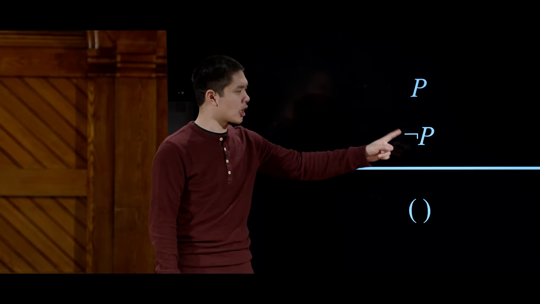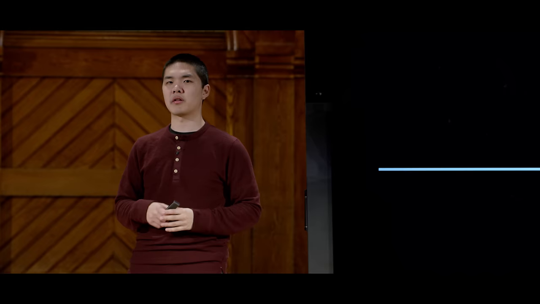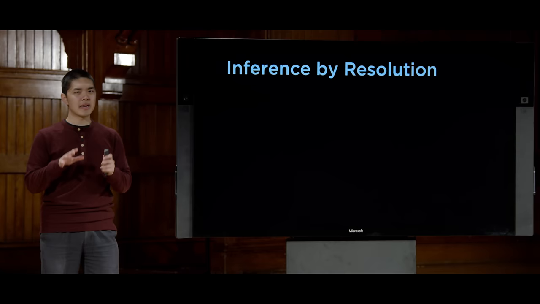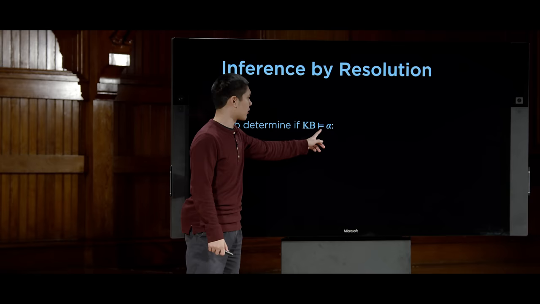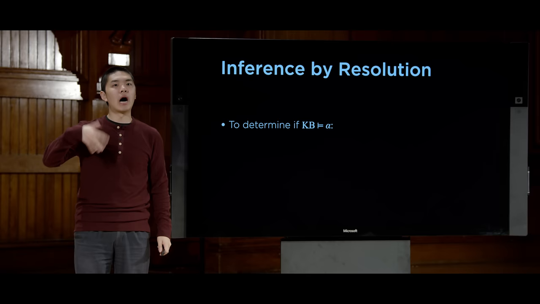And this idea, that if I resolve these two contradictory terms, I get the empty clause, this is the basis for our inference by resolution algorithm. Here's how we're going to perform inference by resolution at a very high level. We want to prove that our knowledge base entails some query alpha, that based on the knowledge we have, we can prove conclusively that alpha is going to be true.